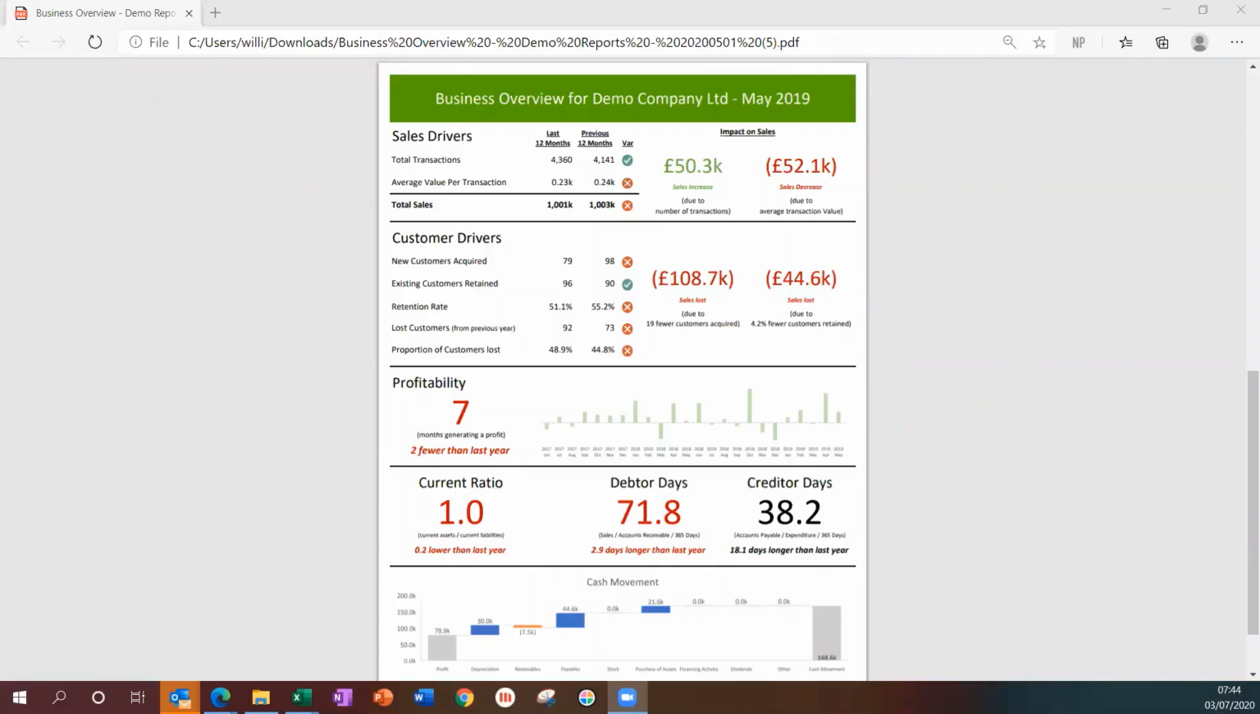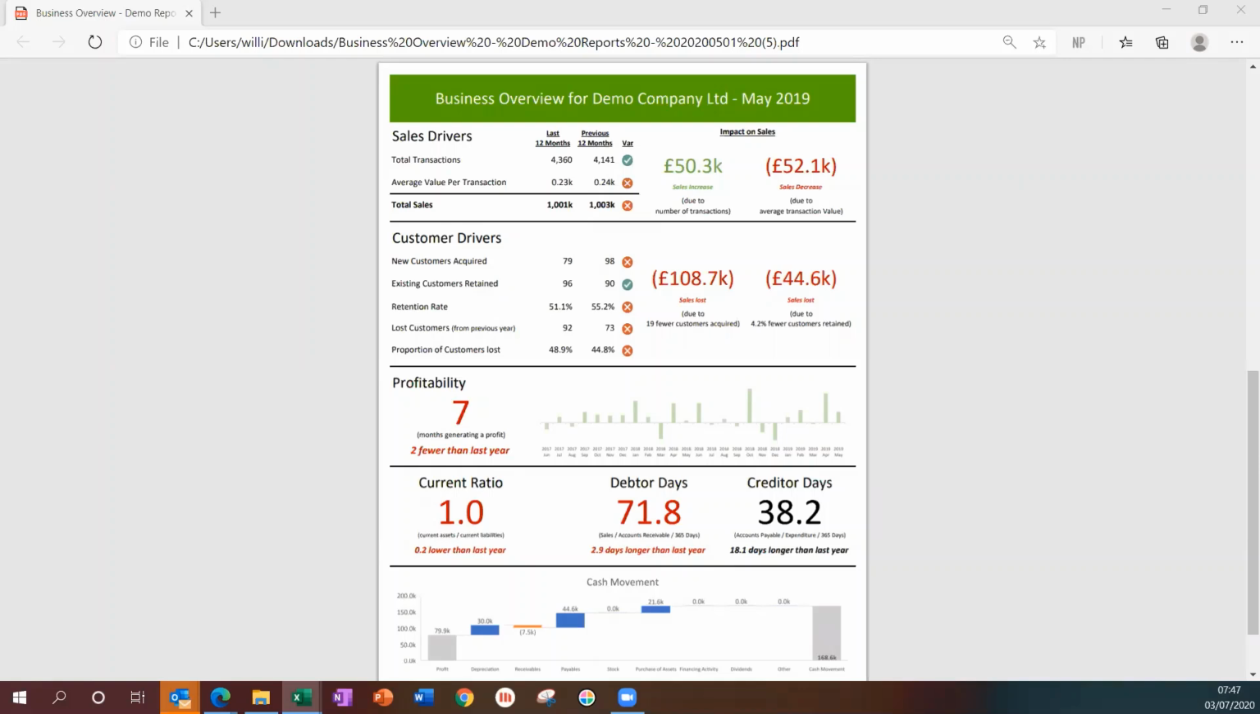Side 2 of the Business Overview Report is dynamic, and sections are only displayed if the relevant information is present. The Sales Drivers section is only displayed if there is more than 2 years' data present. The Customer Drivers section is only displayed if the sales in the most recent 12 months for the highest value customer are worth less than 95% of total sales.